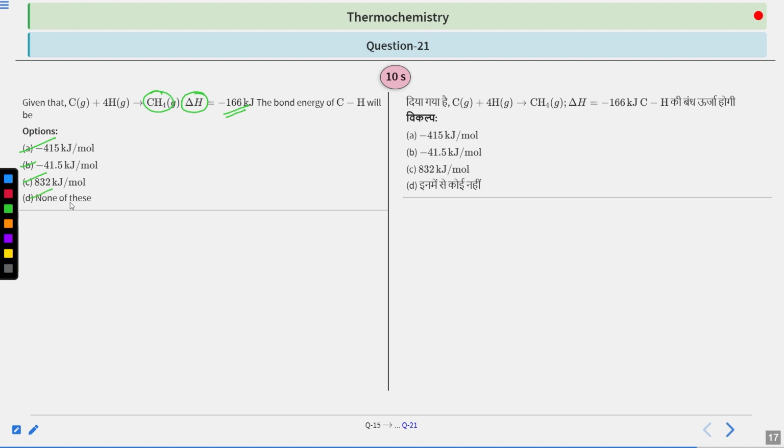D none of this. So the hint for this question would be that this is nothing but a formation of 4 CH bonds, and you have to find it for 1. Okay, just this much hint is enough for this question. Very easy question. So your 10 seconds to solve this question starts now.